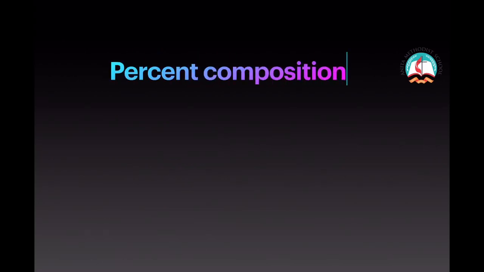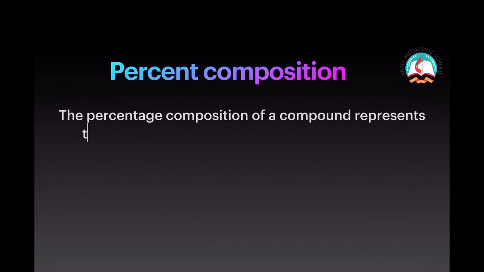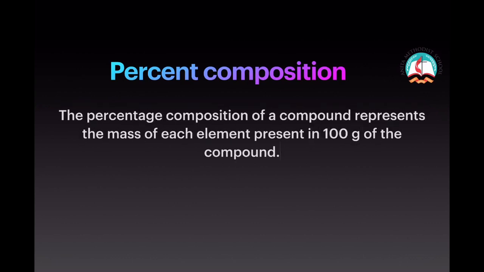Next we are going to see percent composition. The percentage composition of a compound represents the mass of each element present in 100 gram of the compound. So if I take a compound which weighs 100 gram, the mass of the element present in the compound can be calculated, which is called percent composition.